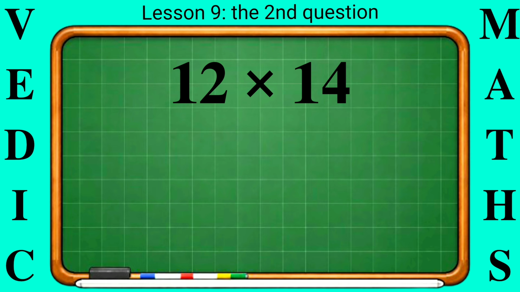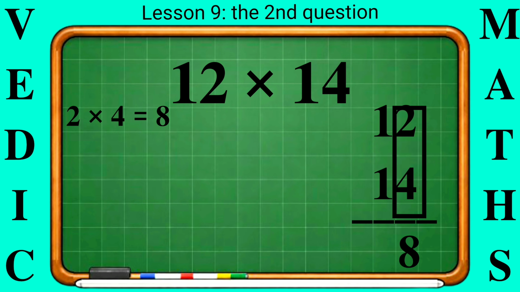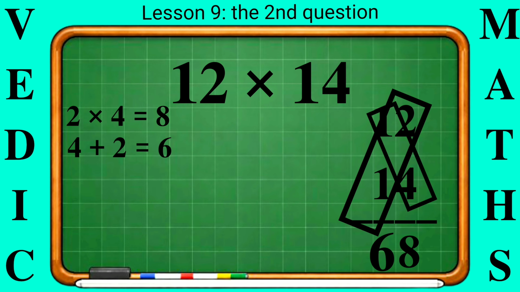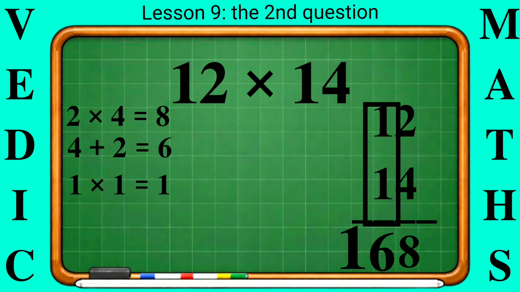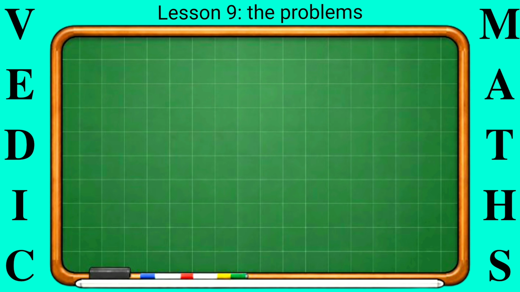Now let's do this problem. 14 times 12. So first we multiply the unit digit by the unit digit. So 4 times 2, which is equal to 8. Now we multiply the unit digit by the tens digit and the same way crossed, which will be equal to 6. Now we can multiply the tens digit by the tens digit, which will obviously lead us to 1. So now the answer is 168. You can try those problems and don't miss the next lesson.